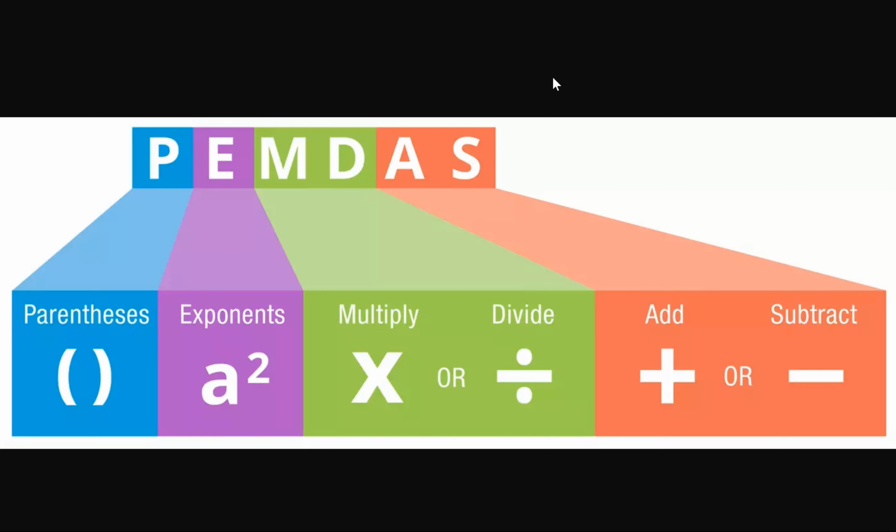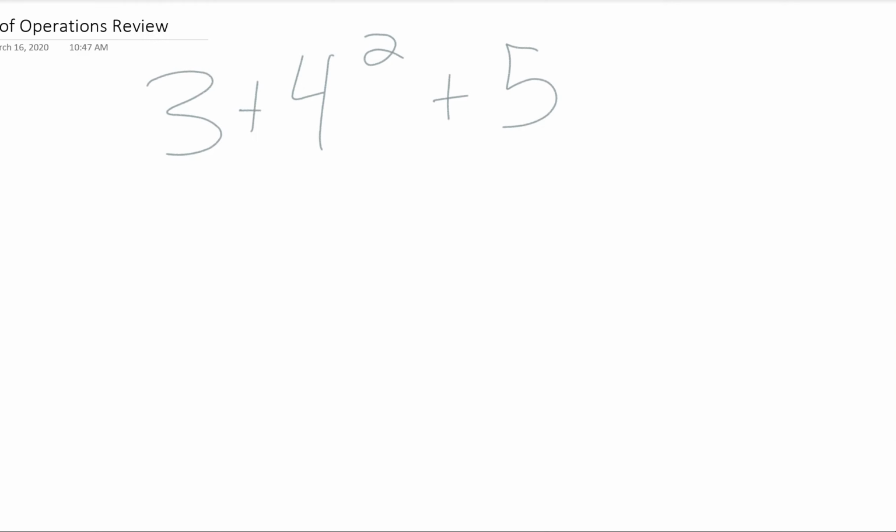Multiplication or division can be done in either order, but multiplication and division must happen before you can do addition or subtraction. And addition and subtraction can be done from left to right. So always start with the left and move to the right. I'll give you a quick example. Once again, this is all just review.